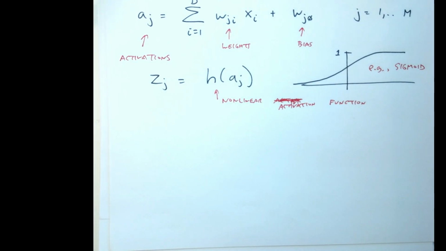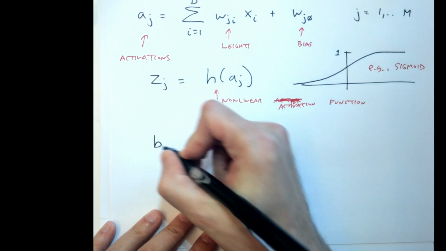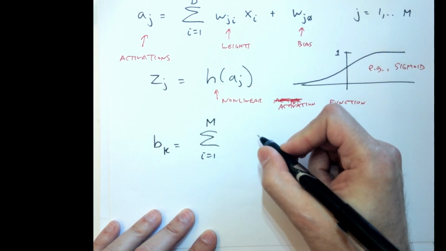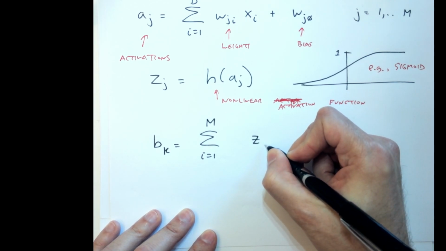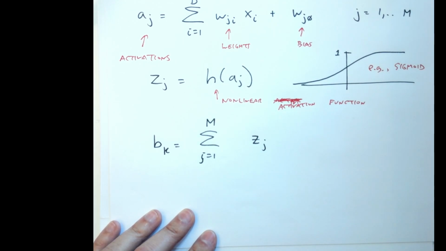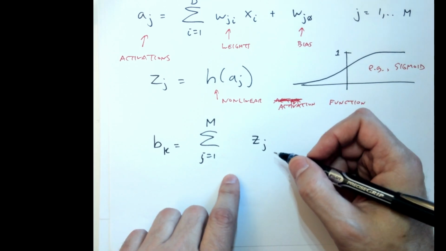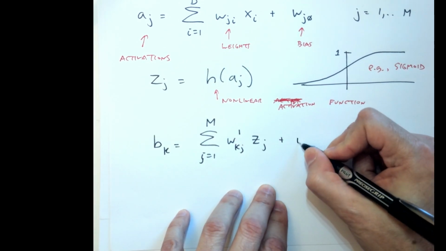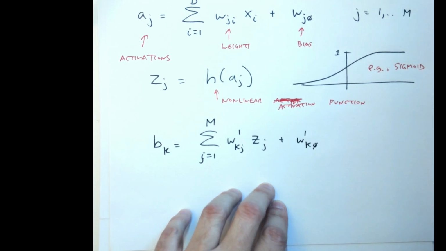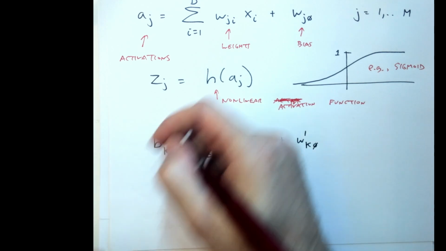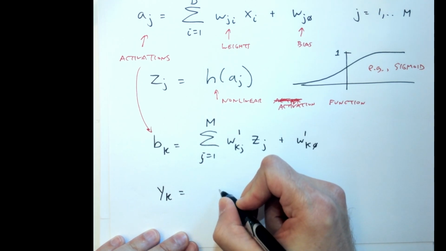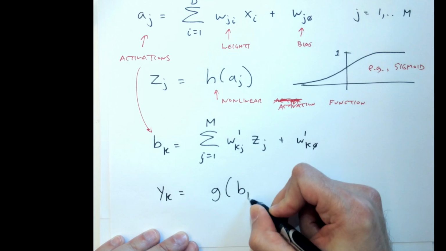Instead, I have some biases, and I sum over the j values from 1 to m, and I have another set of weights. These are different from the earlier weights. These are, again, more activations, except they're activations at the next layer. And then my output is some other nonlinear function of these b's.